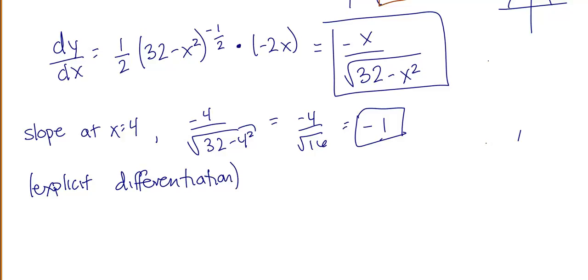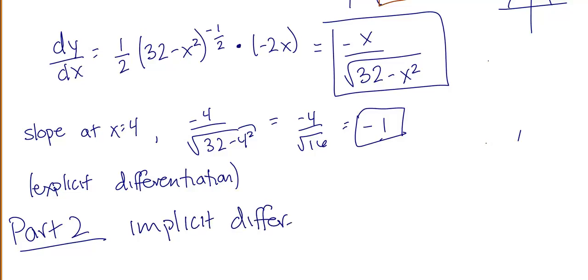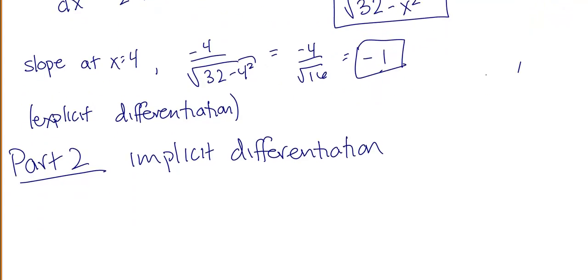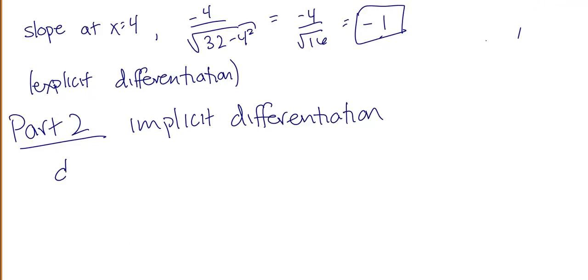So now for part 2, we're going to do the same problem using implicit differentiation. This allows us to do it quite a bit more simply with fewer steps. In this problem, we start with our implicit equation, that's a function of x and y. And we're just going to go through it and take the derivative like normal, with one exception. What do we do when we get to the y?